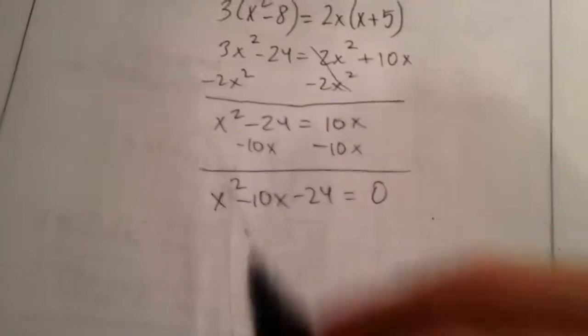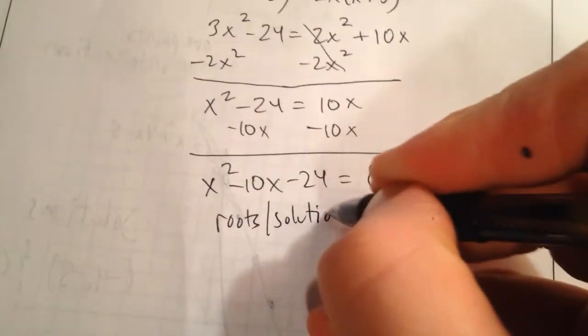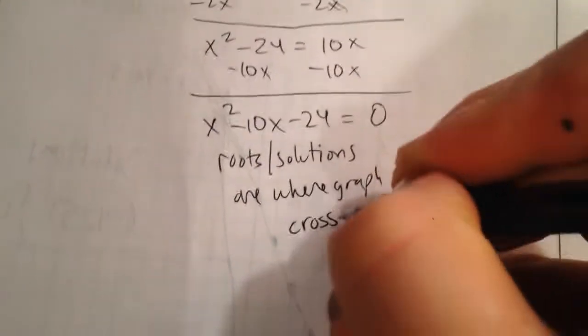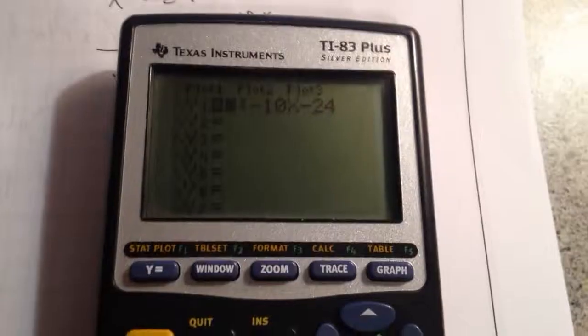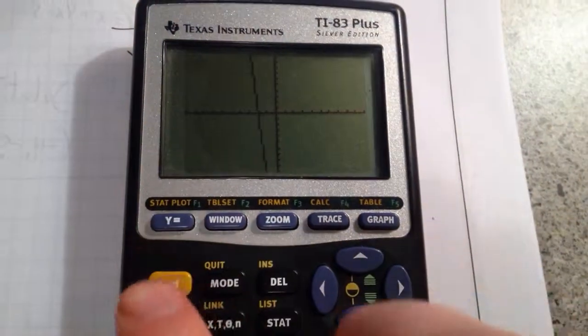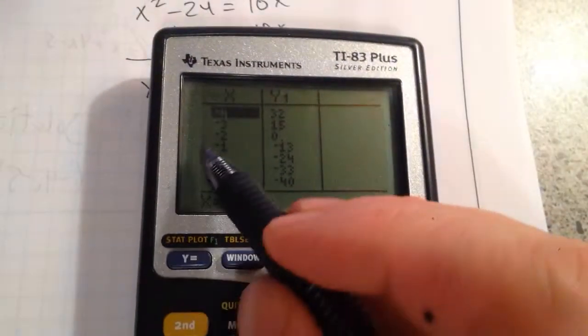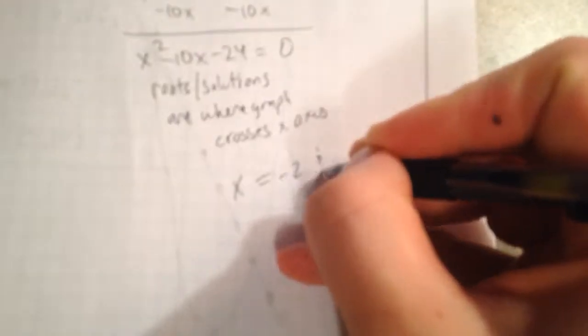Okay, so at this point what I would suggest doing is putting this in your calculator because remember the roots or the solutions for a quadratic are where the graph crosses the x-axis. X squared minus 10x minus 24. You hit graph. I can only see part of this parabola, so I'll go to table and look to see where my y value is 0. So one of the solutions is -2. I'm going to cycle through and notice that there's another one at 12. So your solutions are x equals -2 and 12.